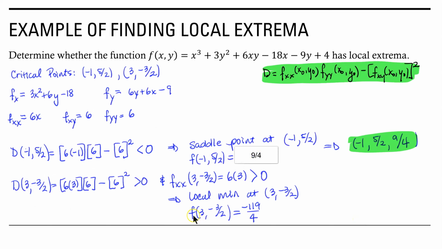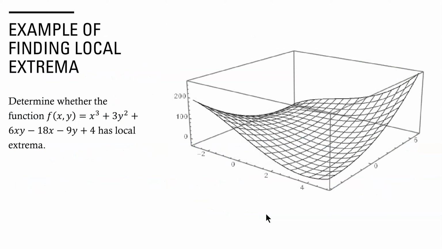Now if I evaluate my function f of x and y at (3, -3/2), I have an output of -119/4. So this tells me that we have a local minimum of -119/4 at the point (3, -3/2). So let's take a look at this surface.